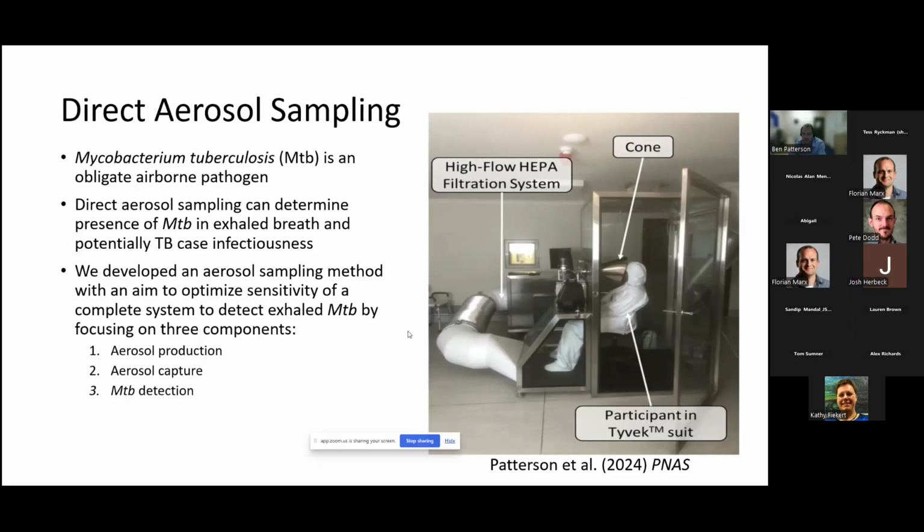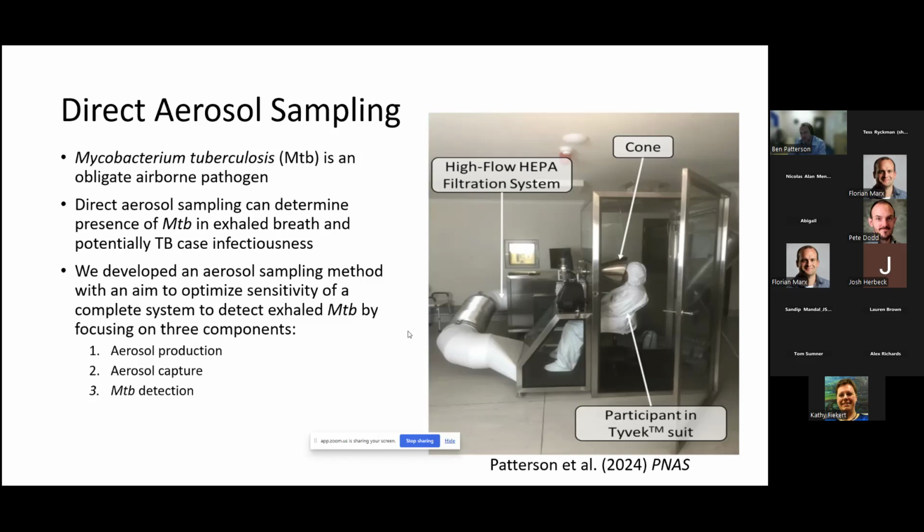So the system that we've developed, you can see in the image here, it's really the end of quite a long iterative process of focusing mainly on optimizing the sensitivity of the sampling method. So participants in studies go inside this chamber. This is somebody wearing a Tyvek suit, which reduces the amount of environmental aerosol from clothing and skin that might contaminate the sample. They then put their head into this metallic cone.